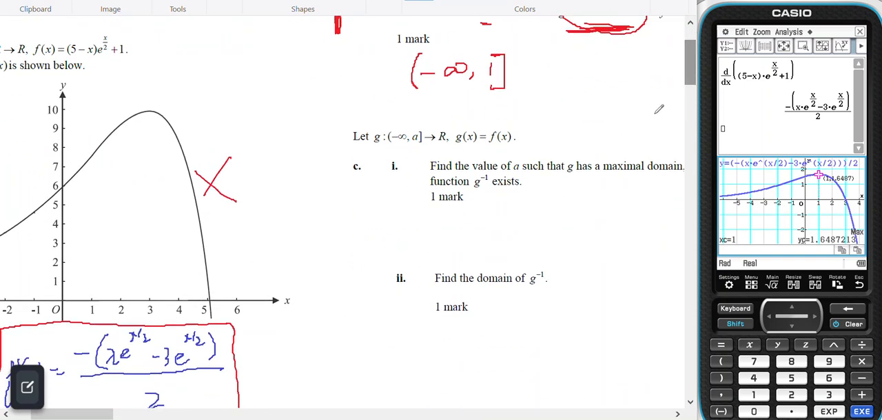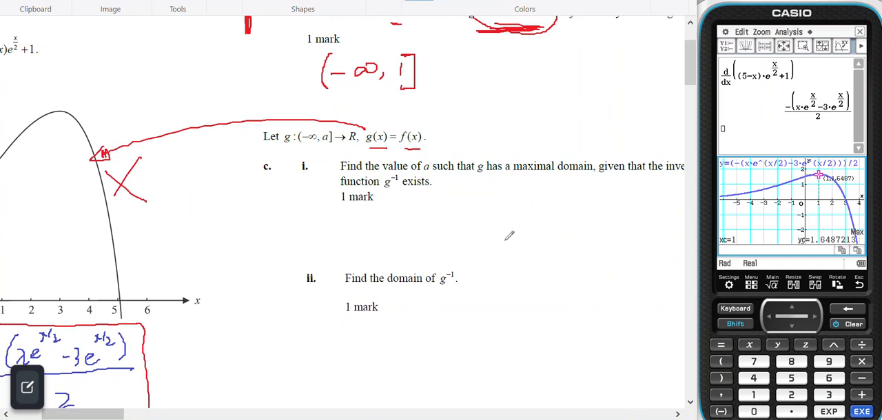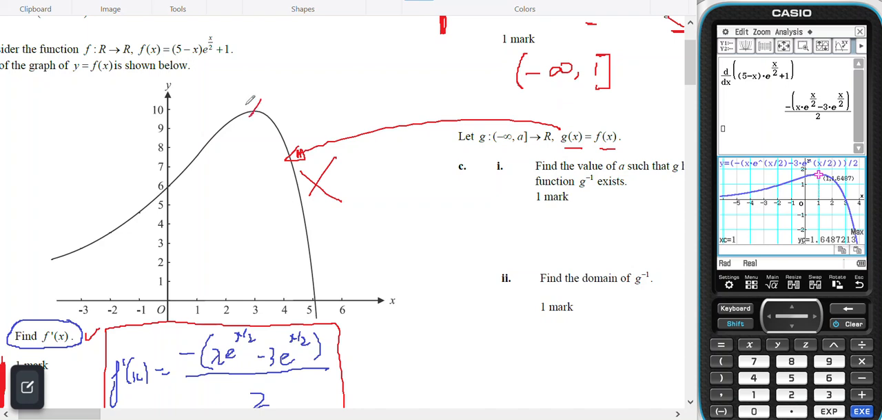Part C, let g of x equal f of x, where it has the same rule except it's got a restricted domain. So this is now about this function, f of x. Find the value of a so that g has a maximal domain given that it has to be 1 to 1. And for it to be 1 to 1, then we've got to stop it there, which means 3 has to be the maximum domain because I'm going to get rid of all of that so that my function is the 1-to-1 function. So a equals 3.